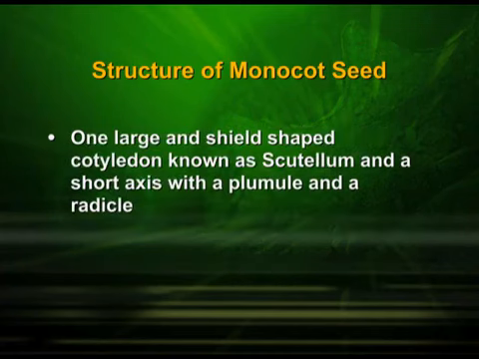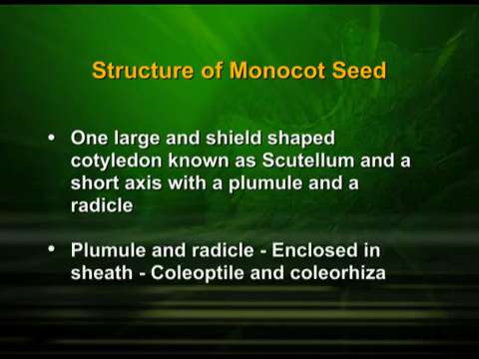One large and shield shaped cotyledon known as scutellum and a short axis with a plumule and radicle is found. The plumule and radicle are enclosed in sheaths known as the coleoptile and coleorhiza.